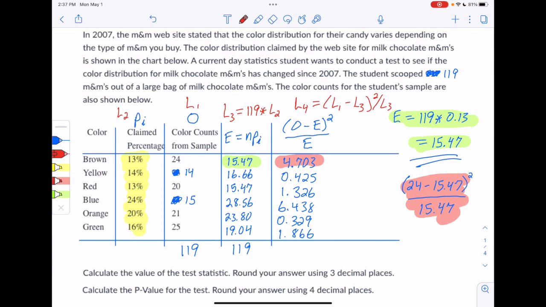Sorry, I guess red is fine, but we'll switch back to the blue. So 15.088, and that is our test statistic. And notice they did ask us to round that to 3 decimal places. And that's what I did. I did that the whole way through.